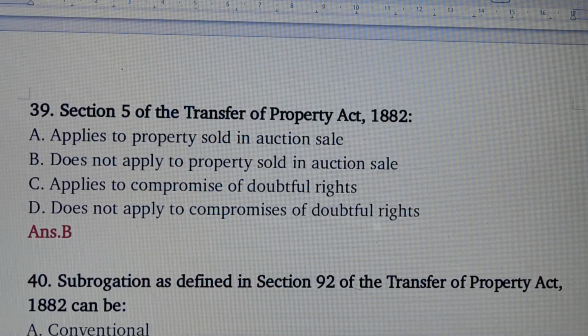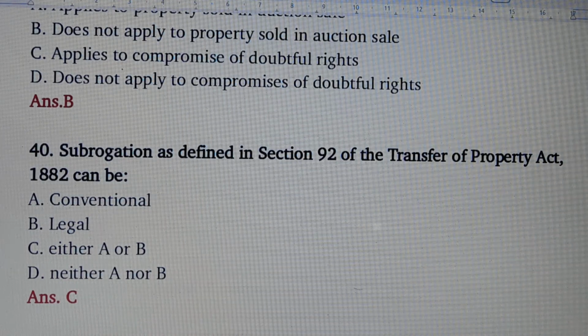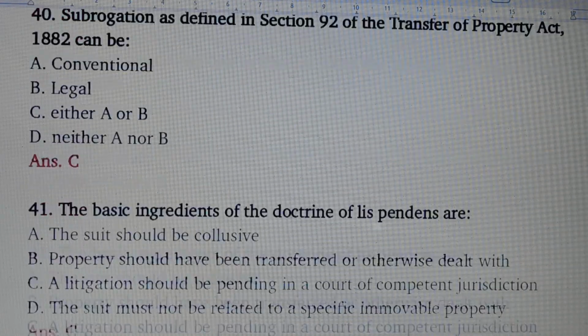Question number 39. Section 5 of the Transfer of Property Act. Answer is option number B. Does not apply to property sold in auction sale. Question number 40. Subrogation as defined in section 92 of the Transfer of Property Act can be. Answer is option number C. Either A or B. Option A conventional, option B legal.